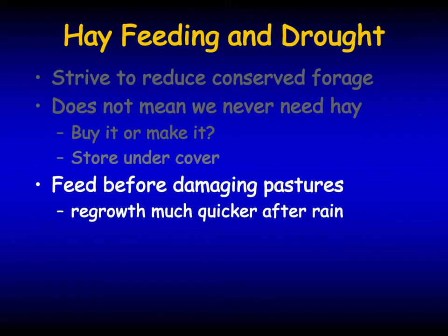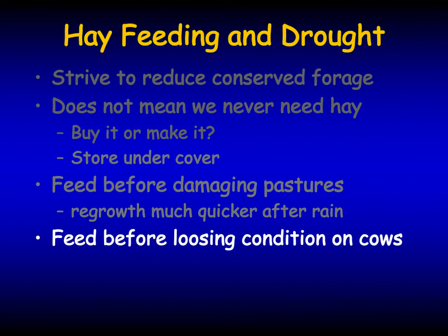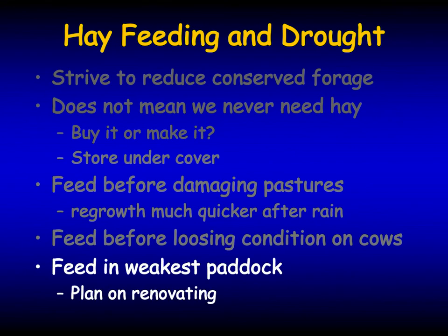Guys, normally a drought will not kill a well-adapted cool season grass species. What kills a well-adapted grass species is overgrazing and poor fertility management prior to that drought. The drought is kind of like the straw that breaks the camel's back. You want to feed before cattle lose condition, and then feed in your weakest paddock and just accept that you're going to damage that paddock and it's going to need to be reseeded. So what you're doing is just limiting the amount of acreage that's damaged during that drought to one pasture.